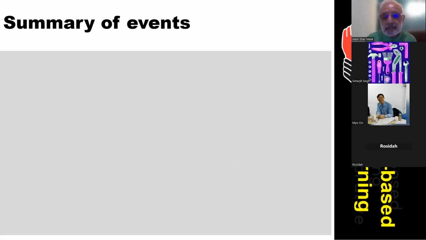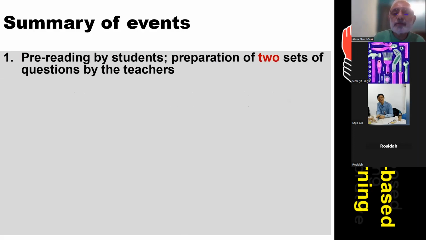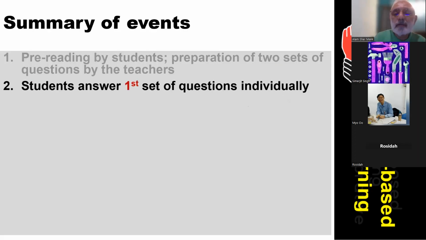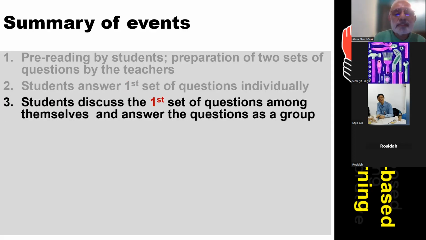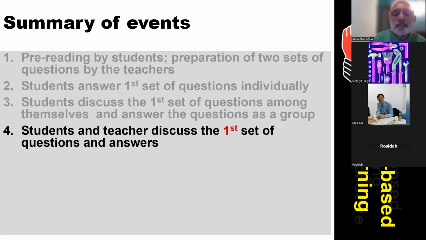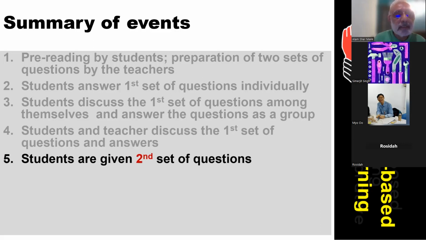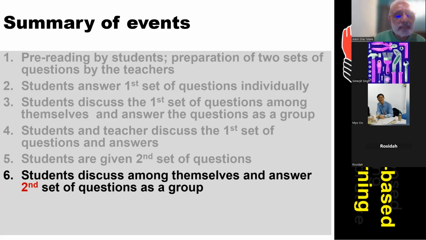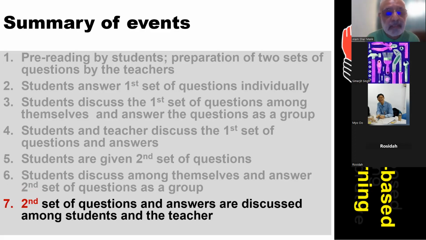So if I want to summarize these events: pre-reading by students, preparation of two sets of questions by the teachers, students answer the first set of questions individually, students discuss the first set of questions among themselves and answer as a group, students and teacher discuss the first set of questions and answers, students are given the second set of questions, students discuss among themselves and answer the second set of questions as a group, and the second set of questions and answers are discussed among students and the teacher. So this is the summary of the events which take place in one TBL session.